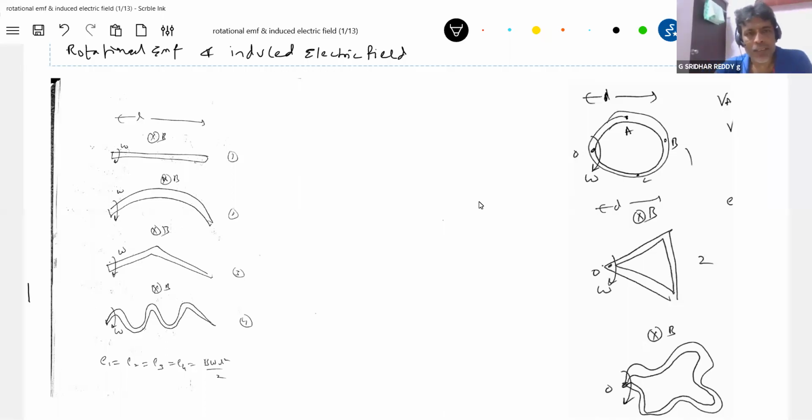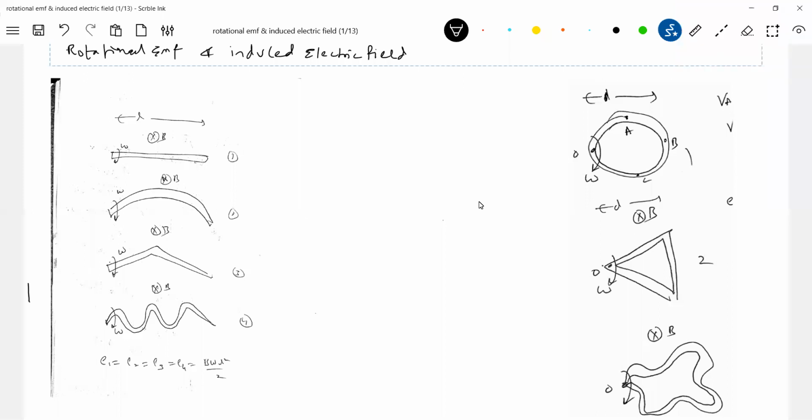So today we'll discuss the numericals on the rotational EMF and induced electric field concept. First we discussed in the previous class the rotational EMF, that one rod rotating in a magnetic field. We'll take the applications of that, like motional EMF, and similarly the rotational EMF. Then in the end, we'll discuss the theoretical ideas on the induced electric field. Okay, we'll continue with this one.